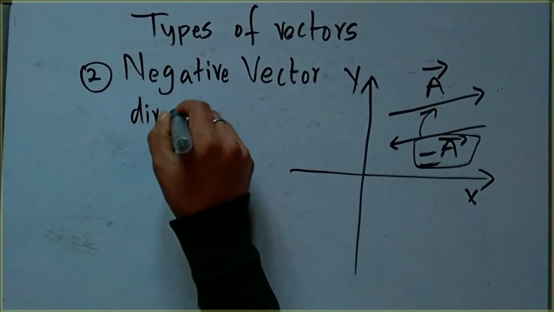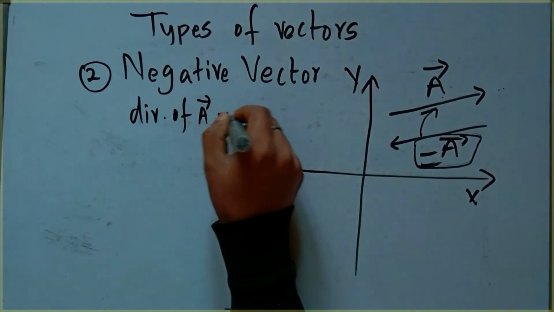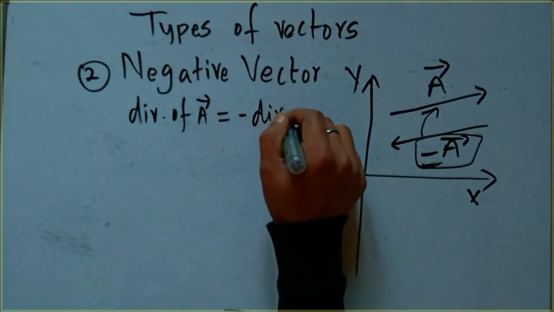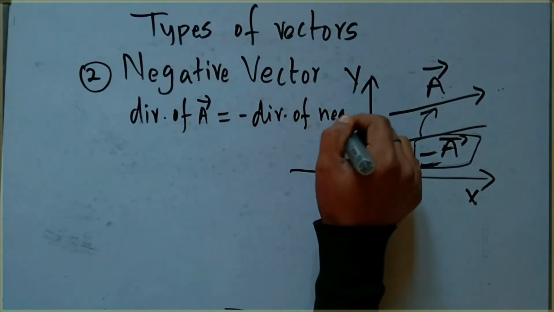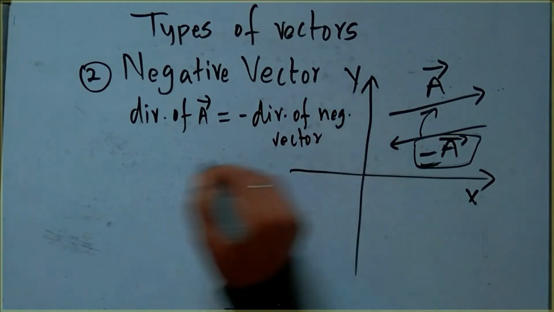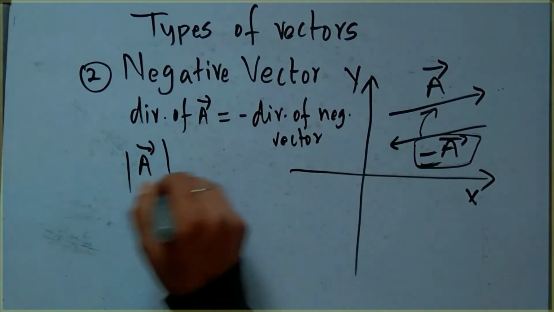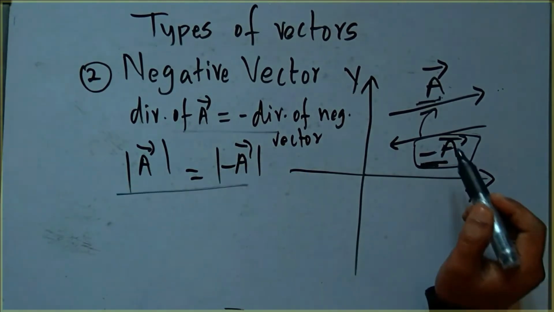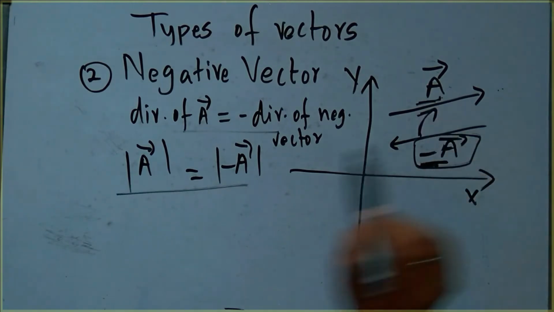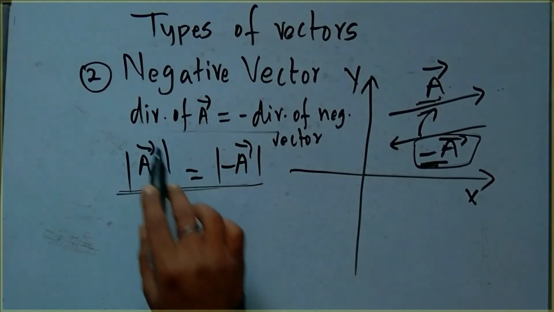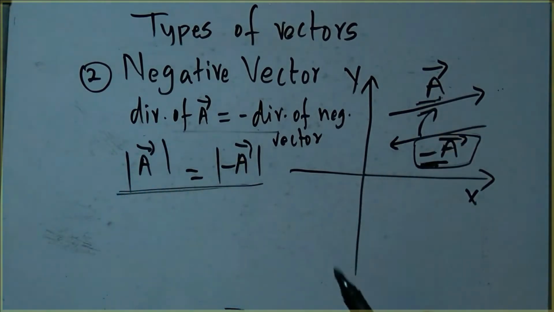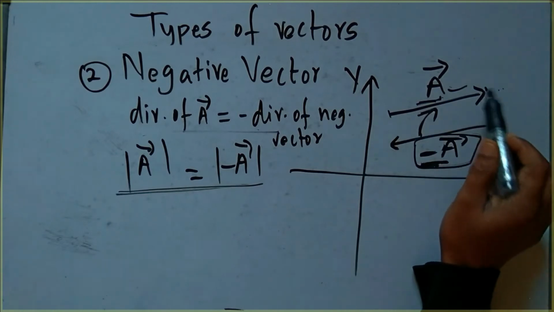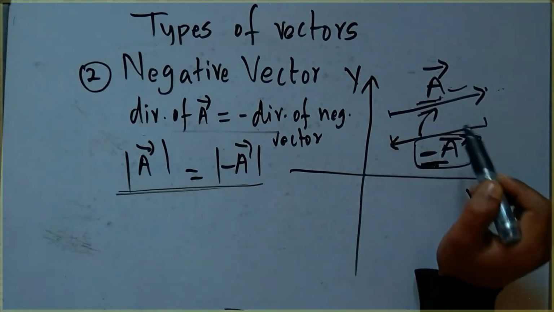The first condition is the direction of vector A must be opposite, that is negative, to the direction of the negative vector. The magnitude of A must be equal to the magnitude of the negative vector. So the negative of a vector is a vector whose magnitude is equal but the direction is opposite of that vector. So here minus A is the negative of this vector because the magnitude, the length of this vector, is the same as the length of this vector, but the direction is opposite.